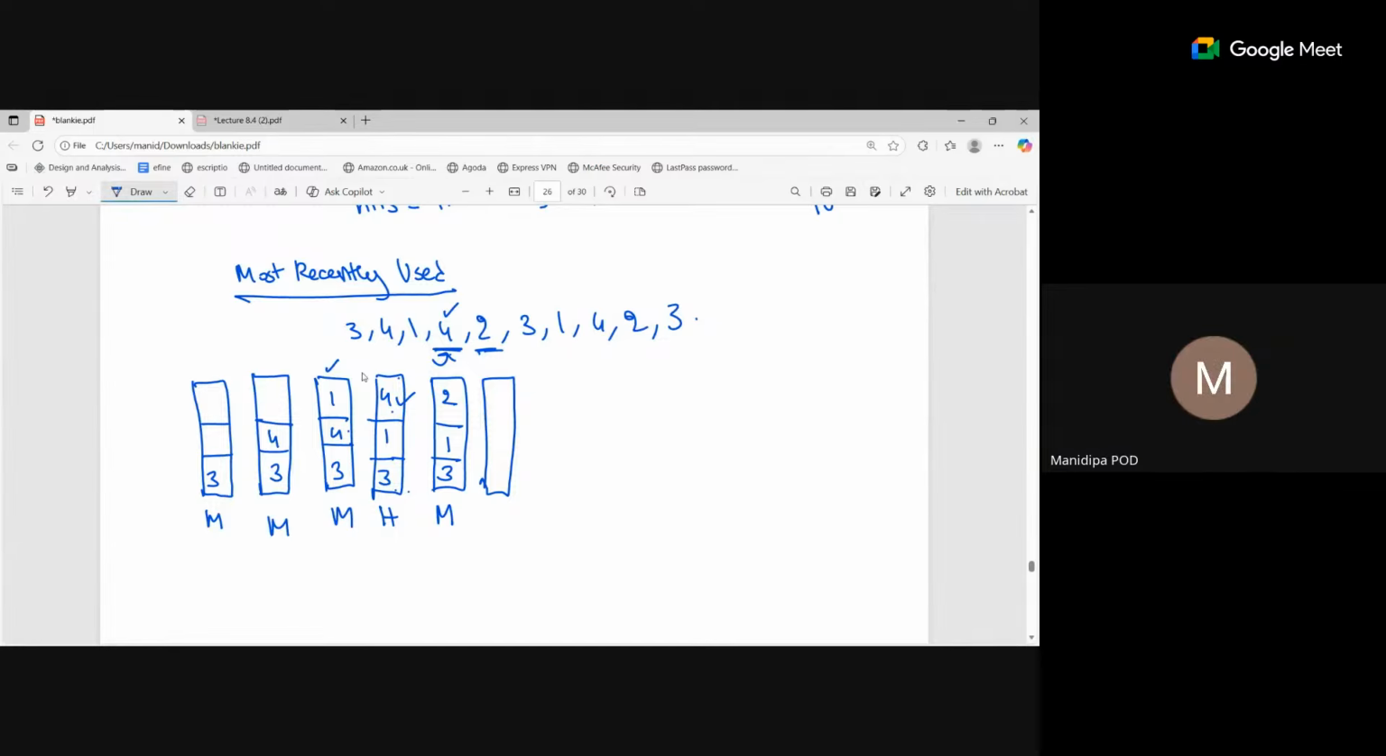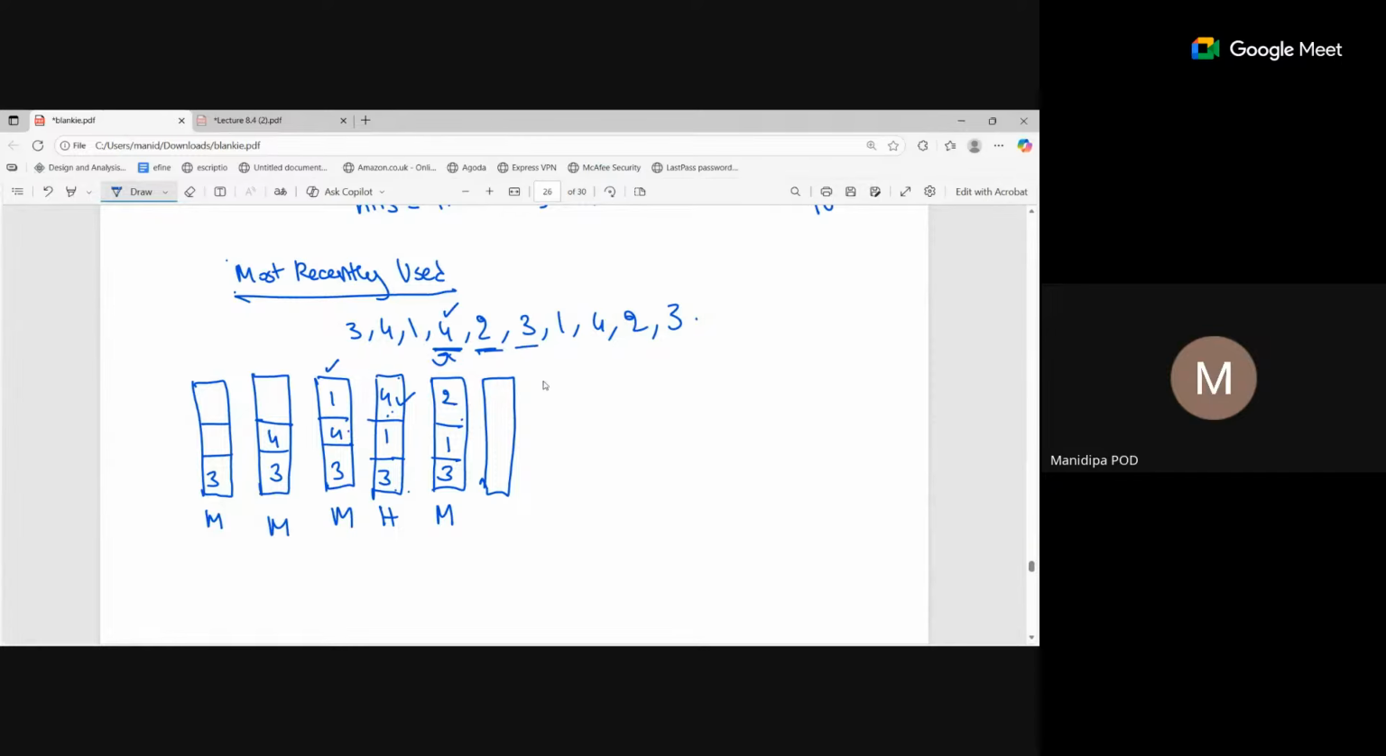Then it should be 2 4 1? Why 2 1 3? Because what is the name of the policy? Most recently used. So the most recently used block is replaced. 4 is most recently used. Remove it, place 2 in place of it, and the rest of the blocks remain the same. So now you have 2, 1, 3.